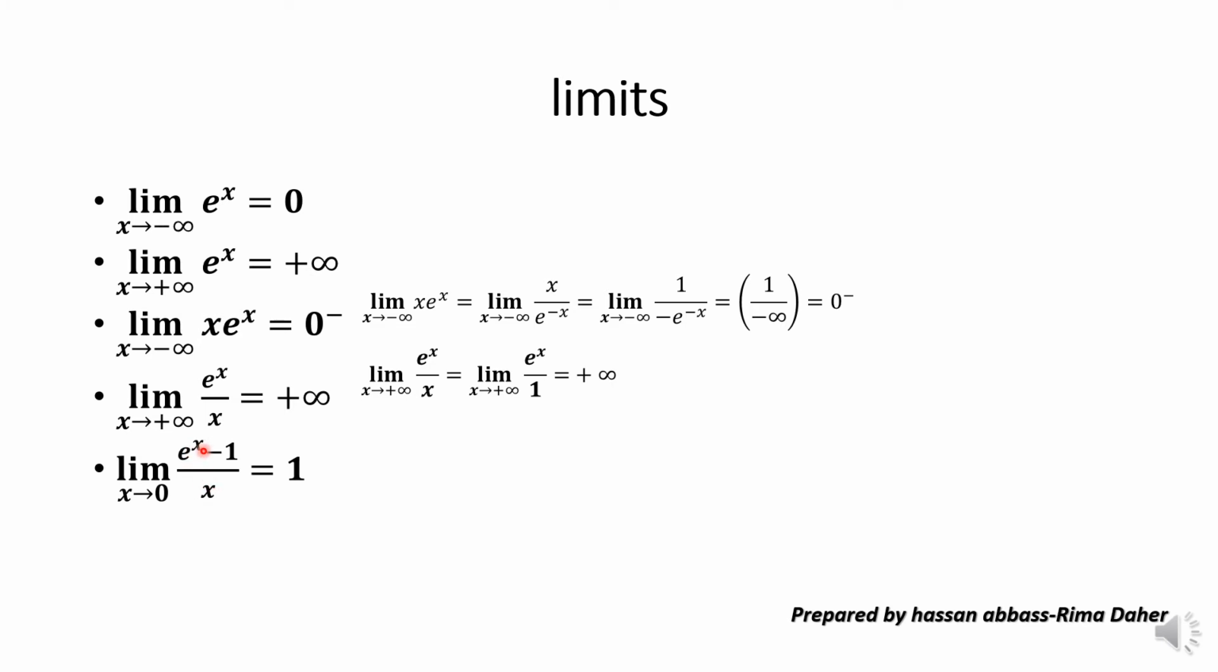Again we have a fraction, we benefit from L'Hopital's rule. The limit where x tends to 0, the derivative of the numerator is exponential x and the derivative of the denominator is 1. Replace x by this value 0, we get exponential 0 equals 1. Then the limit where x tends to 0 of exponential x minus 1 over x is equal to 1.